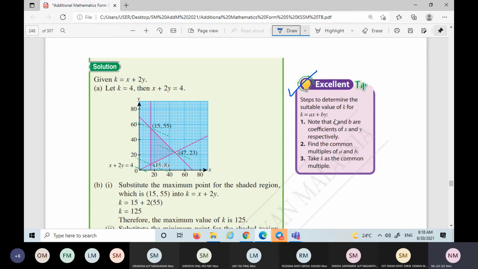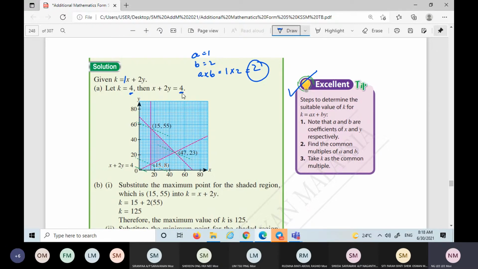And then use a multiple of that number. Let us look at this example. Here the A is 1, the B is 2. So A times B is 1 times 2, which is 2. I just use any multiple of the 2 for my K. So you see here, the first line, they choose K equals 4, which is 2 times 2. So you let K equals 4. Then draw the line.